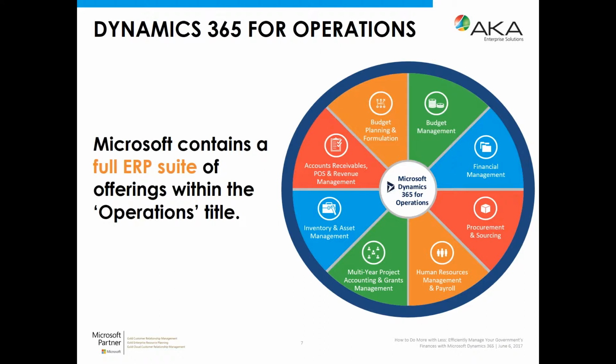Going around the wheel, we also have financial management, which includes the standard cash and bank management, from cash in and out for AP and AR to automated reconciliation. After that is procurement and sourcing. This includes the bid, contract, requisition, and purchase order processing, and of course includes encumbrance processing for state and local governments as well.